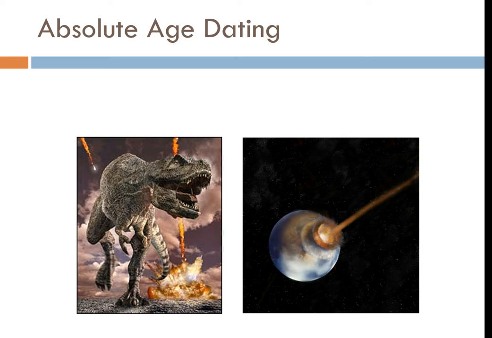All right. So the process of determining a numerical age of rocks is known as radiometric dating, or according to your textbook, the more preferred term is isotopic dating. And I also tend to use the term absolute dating. So these all mean basically the same thing.